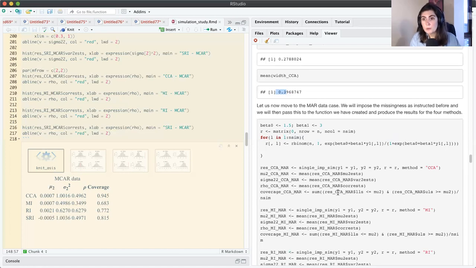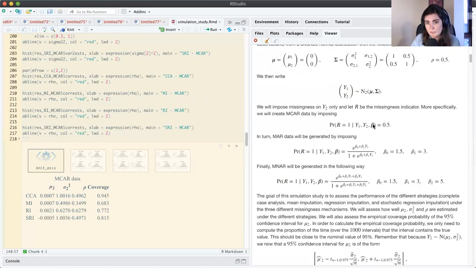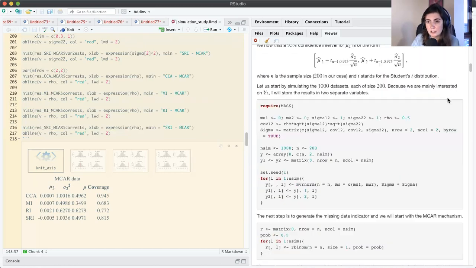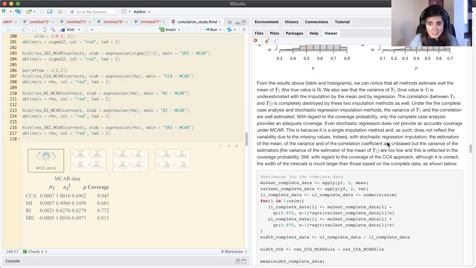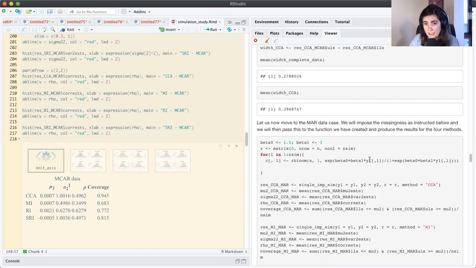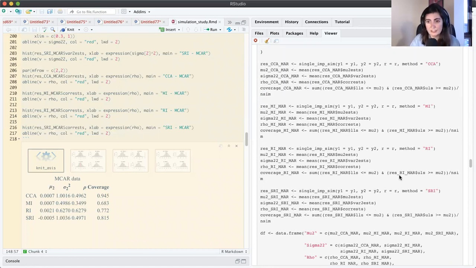Now I have moved to the missing at random case. So I will use the generated data that I got from the first case, and then I will impose the missingness in the way that I told you before, right? We have been told here that for missing at random, we are considering this here, okay? And okay, if I do that, then it's exactly the same thing. I have generated the missing data indicators, and then I pass to the function y1 and y2, which are the same as before. What is changing now is the missing data indicators, okay? And it's exactly the same thing.